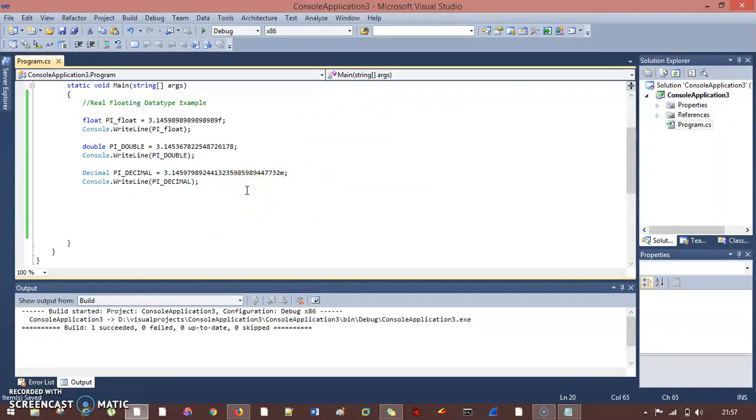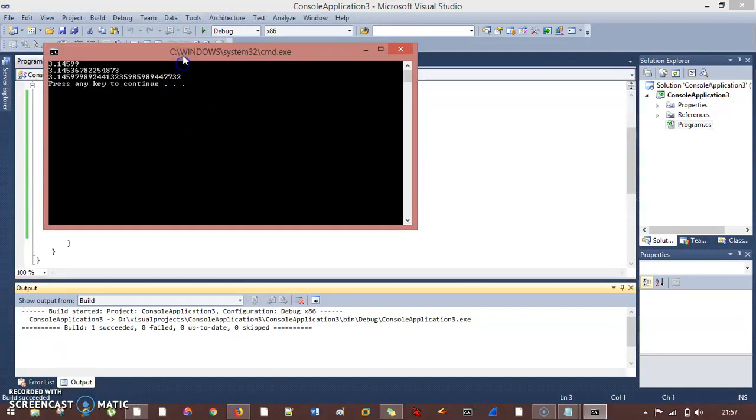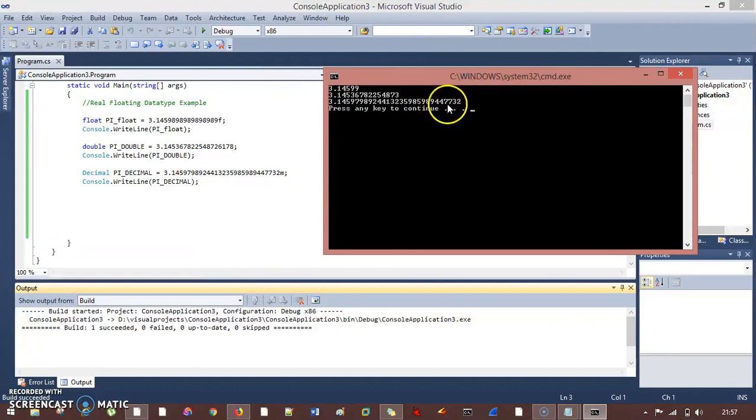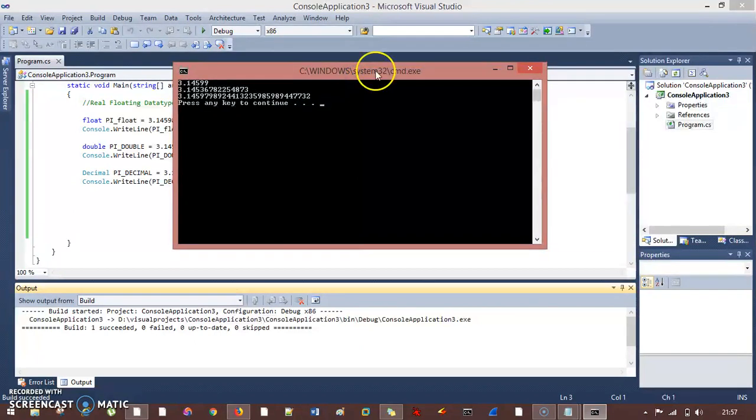Now let's save it and then run it. You will see the complete number gets printed over here. You see 7732. So here you can see the float data type is fast, but it has lower accuracy. The double data type is also very fast, or moderate, but with lower accuracy. Here you can see the decimal data type is very slow, but the accuracy is very high. So this is really very important when you are dealing with financial situations. So these are the real type data types in C#. Thank you for listening.